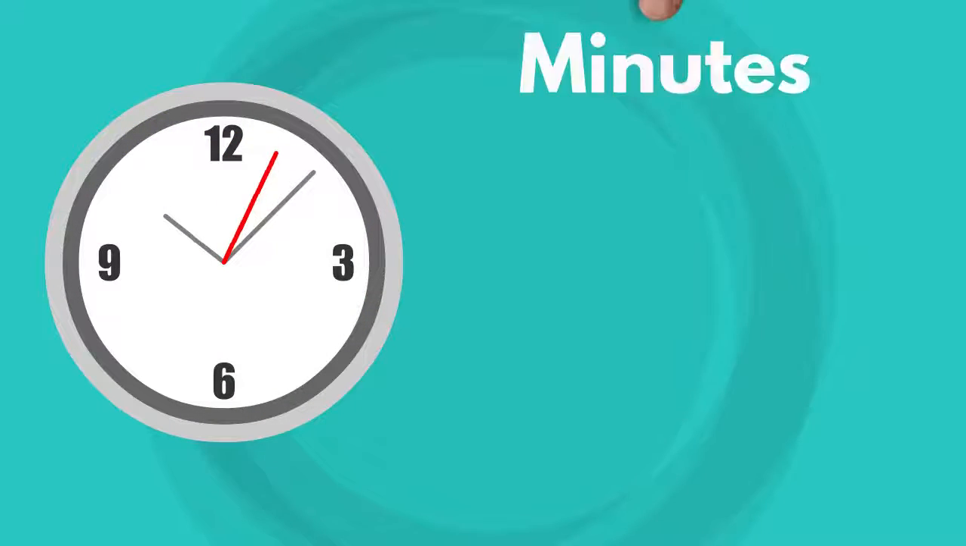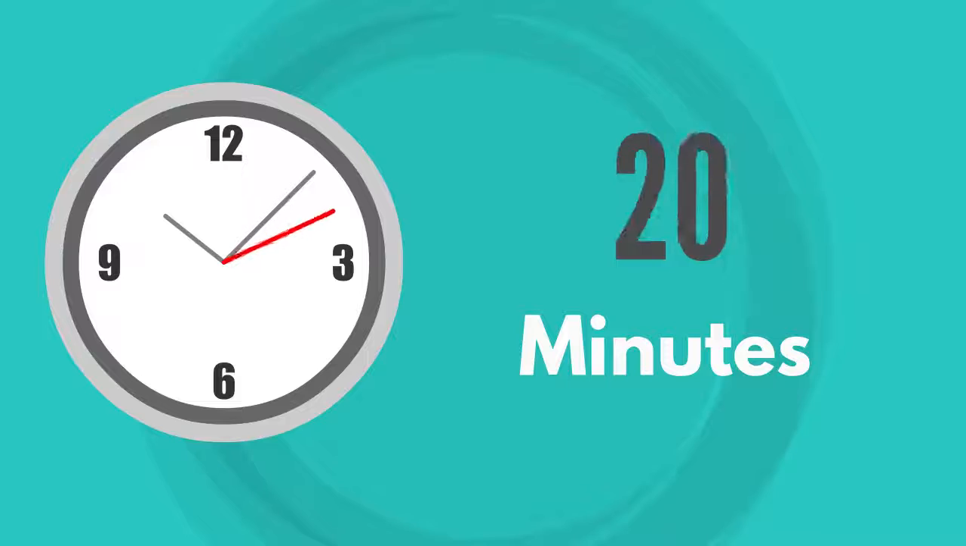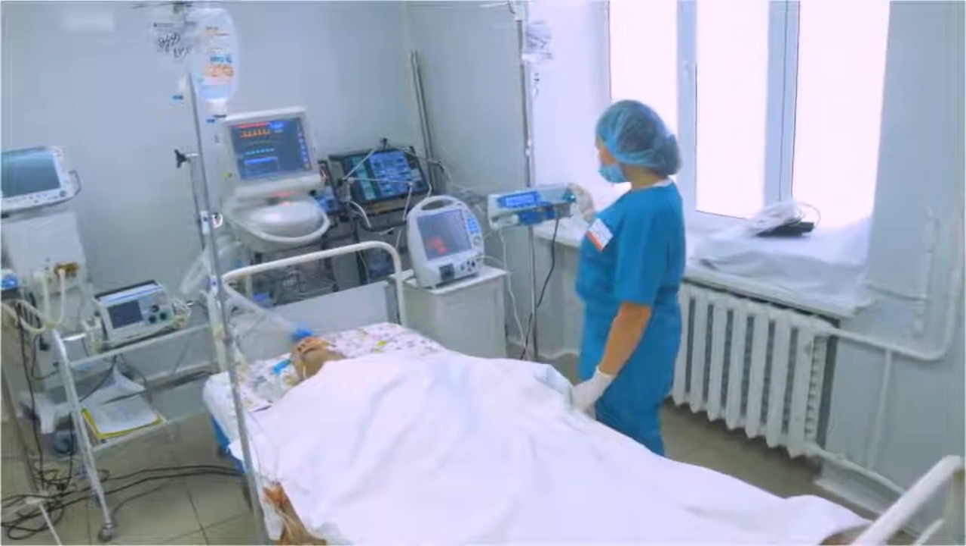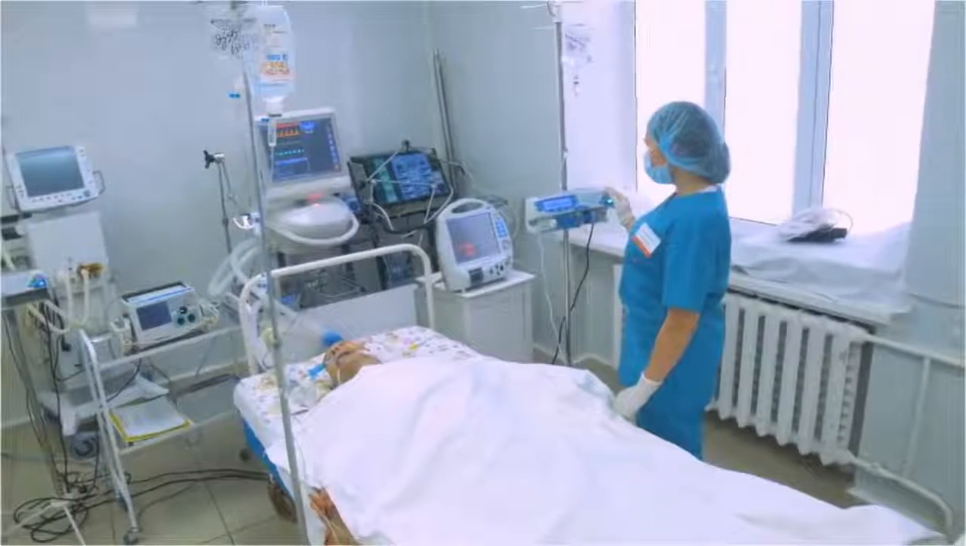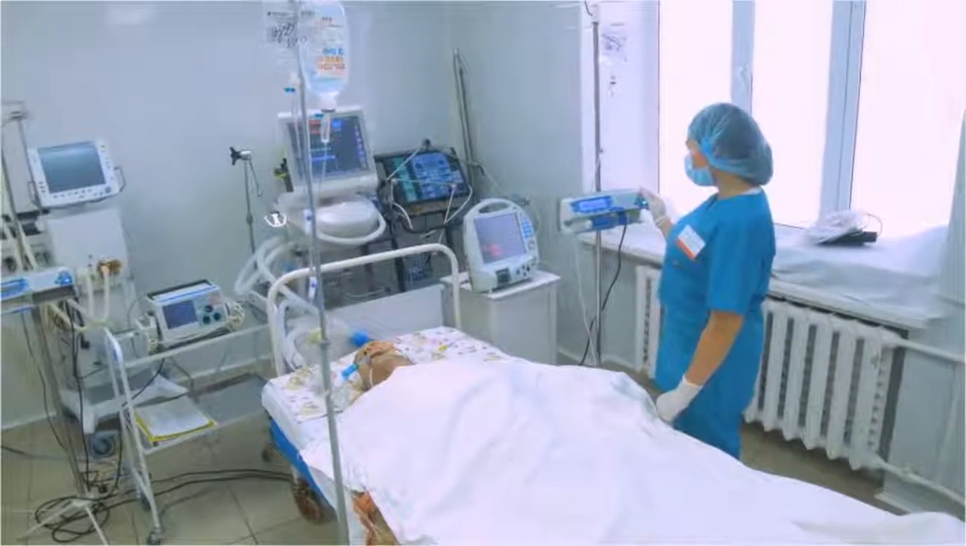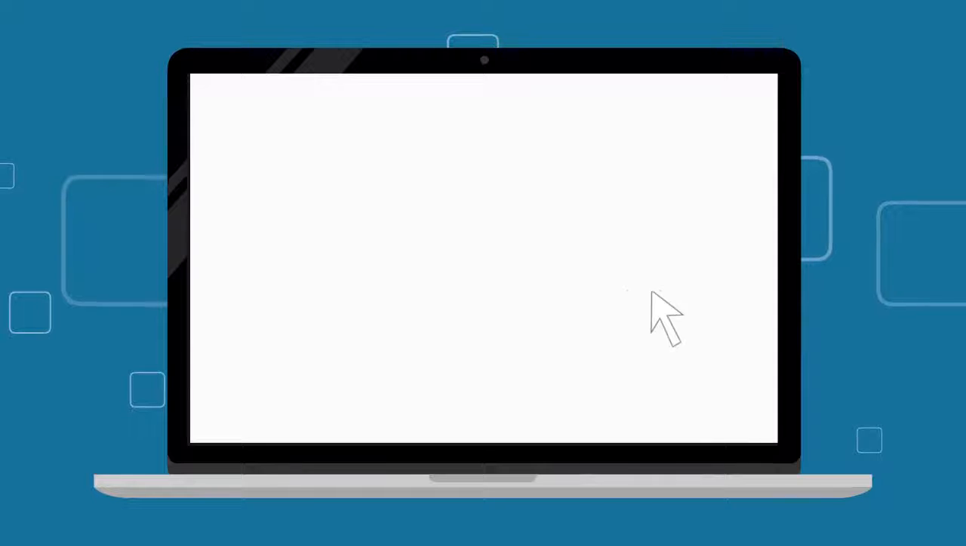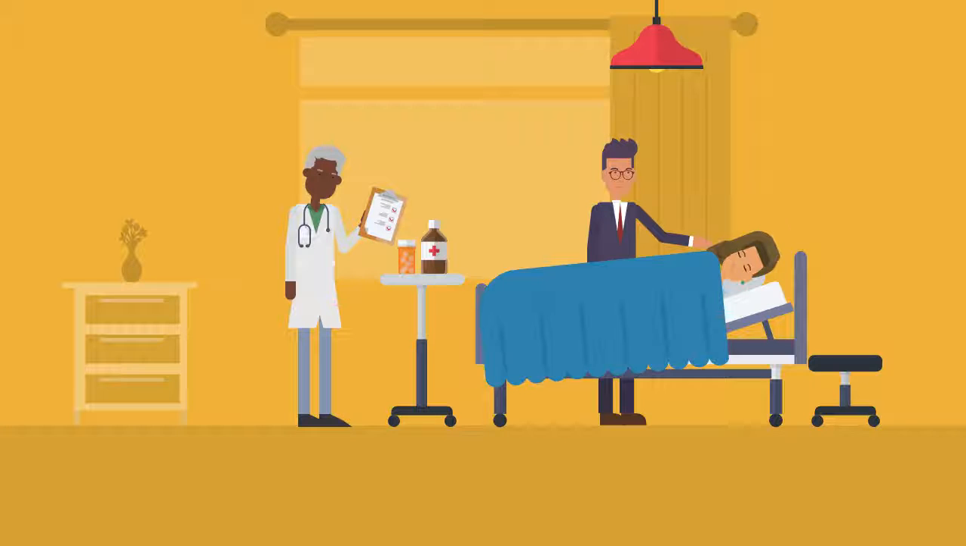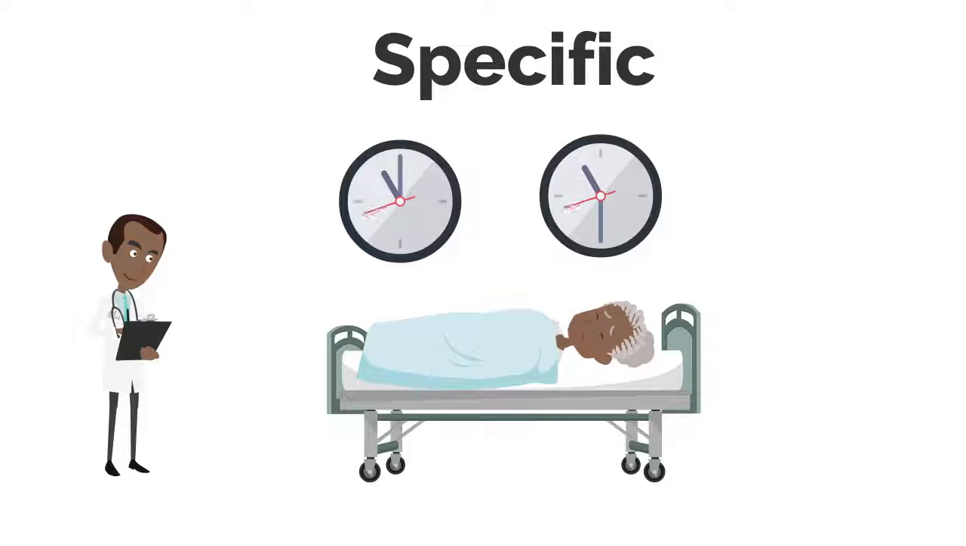When documenting time, you need to state the number of actual minutes you spent providing critical care. This time needs to be devoted to an individual patient, and should support your individual care and treatment of the patient. Standard time statements such as "I spent 45 minutes providing critical care to the patient" are not acceptable if used for every patient that you treat.